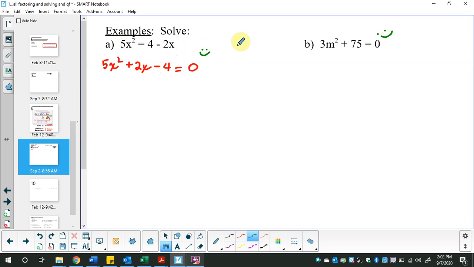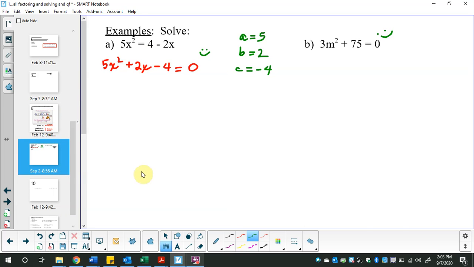Now you're happy. So A is 5, the digit in front of the x squared. B is 2, the digit in front of the x. And C is -4, the constant. One of these may not appear. It shouldn't be the A, because if it's the A, then you don't even have a quadratic.